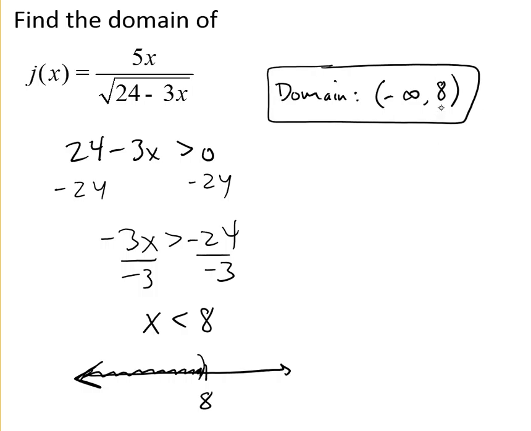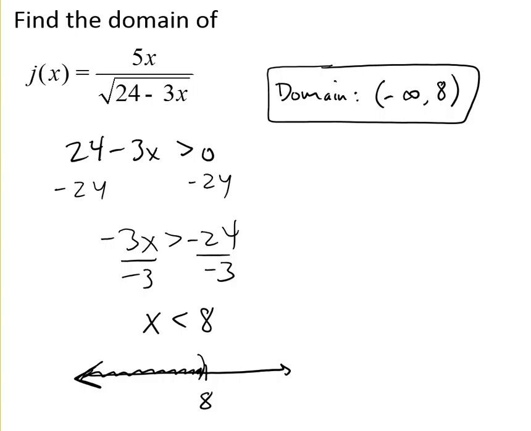If we were to include 8, that would make the denominator 0, in which case the entire fraction then would be undefined. So we're not including 8 so that we can avoid that. And if we plug anything in bigger than 8, like the 10 I mentioned earlier, that would lead us to an imaginary number, which we also want to avoid.